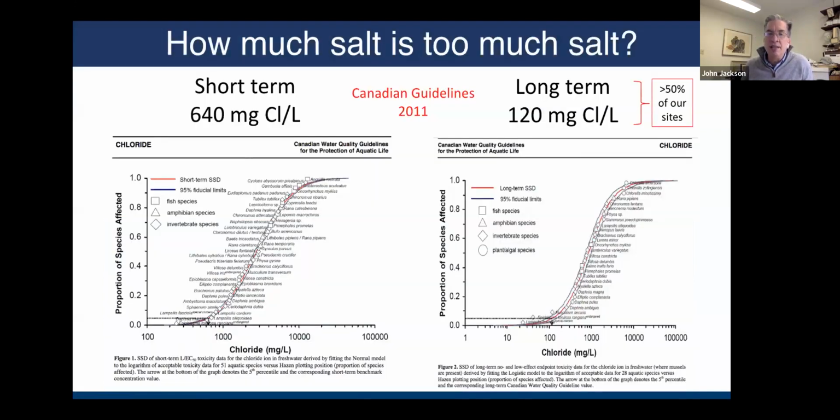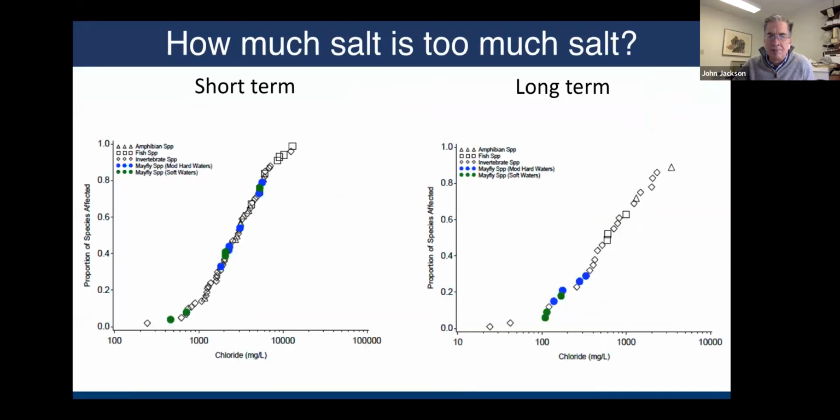So we took the data. The Canadians did a nice analysis back in 2011 of the available short-term and long-term exposures. Their long-term threshold they picked out was around 120 milligrams per liter, versus their short-term or acute exposure of 640 milligrams per liter. The nice thing about this is you know exactly where the numbers came from, and they're updated relative to 1988.